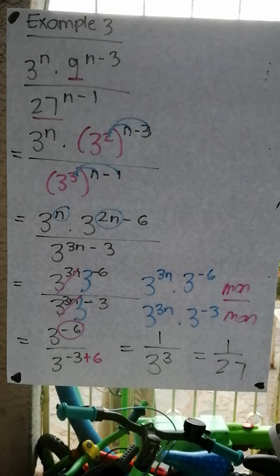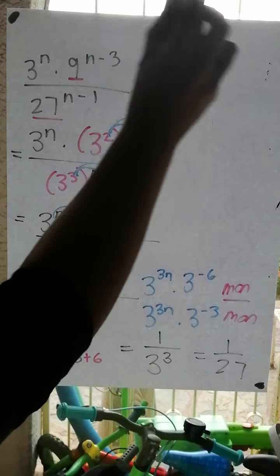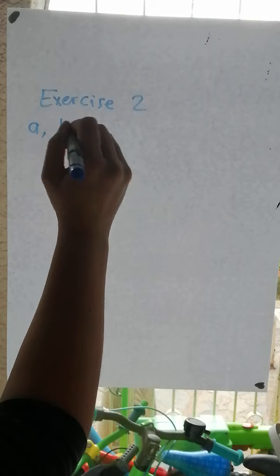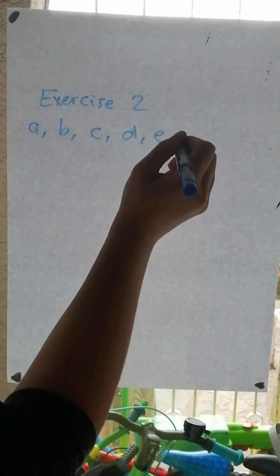And those are your 3 examples for today. You need to go now and do the exercise 2 that is up on the Instagram page. So it's exercise 2 and you're doing A, B, C, D, and E.